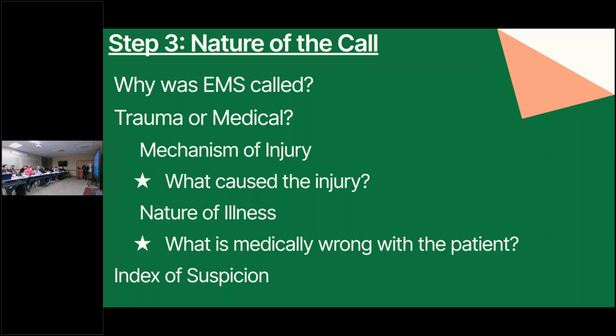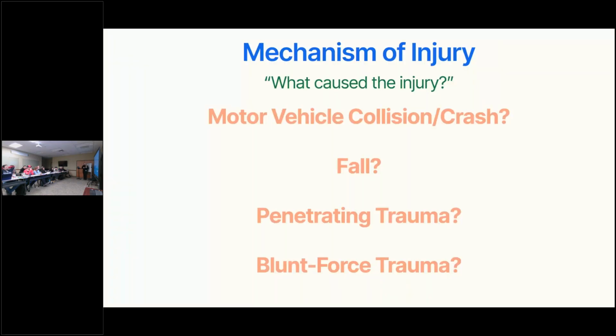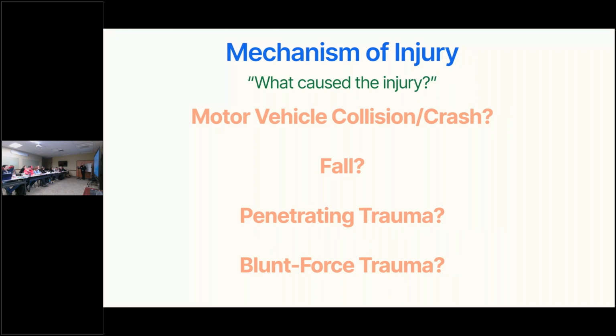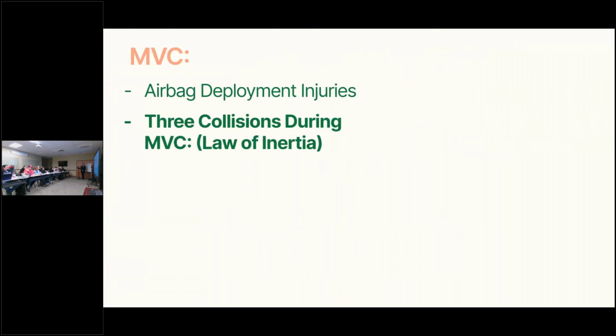So in traumas, we're looking for their mechanism of injury. We want to know what caused the injury. There can be numerous things that could happen, but these are just a few. Motor vehicle collisions, falls, penetrating traumas, and blunt force traumas are what was covered in your book. So first, let's talk about MVCs.